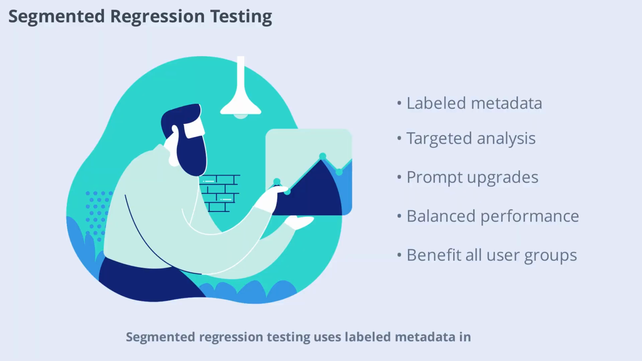Segmented regression testing uses labeled metadata in your evaluation dataset to test specific segments, such as intent categories or complexity levels. This approach allows targeted analysis during prompt or model upgrades, ensuring improvements benefit all user groups. It's a powerful tool for maintaining balanced performance.